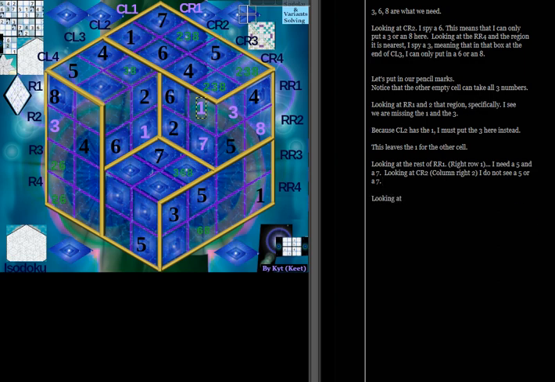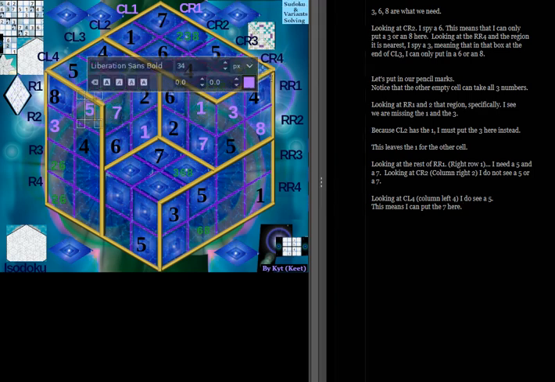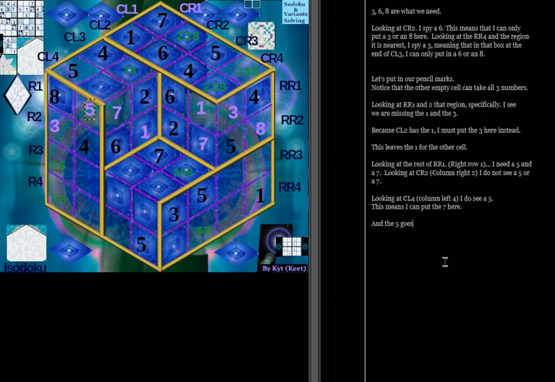Looking at column L4, column left 4, I do see a 5. This means I can put the 7 here. And the 5 goes in the other empty cell.